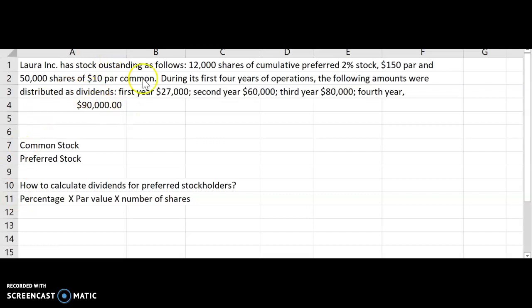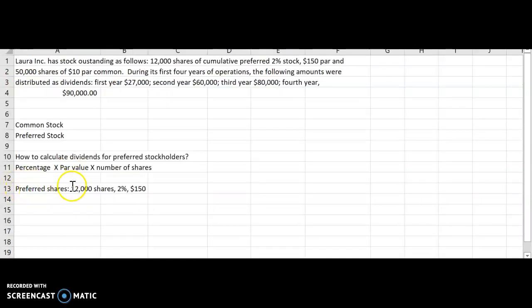So what I like to do is, when I look at this long paragraph, I like to take out the important information from it. So it says that we have 12,000 shares of cumulative preferred 2% $150 par, and I'm going to stop right there because the other piece of information has to do with common stock. So I've typed my preferred share information, 12,000 shares, 2%, $150. And then for the common stock, we have 50,000 shares and it's $10 par.